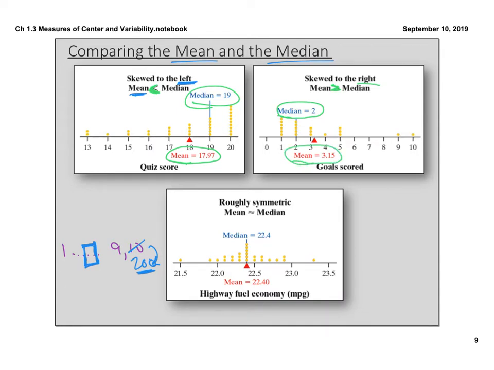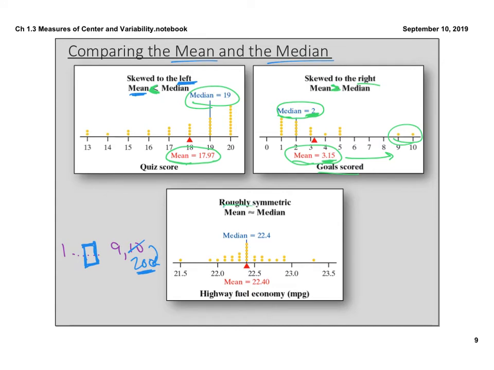So this was that goals scored thing. Our mean was 3.15. Our median is only 2. Okay, so if I look at the difference, the median is based on position, the mean is based on the sum of the actual data. So if I have my outliers in there, that brings my mean up higher than the median.